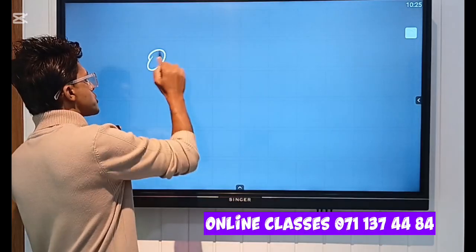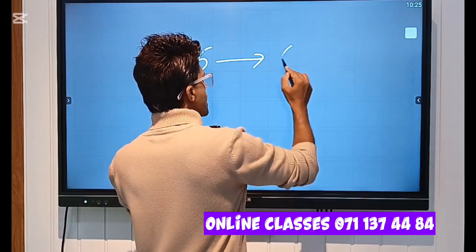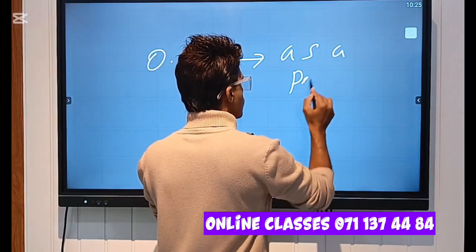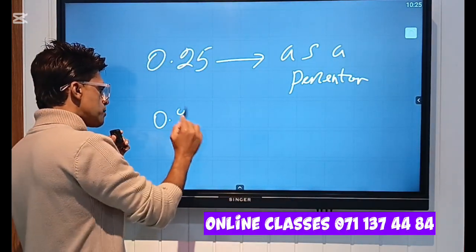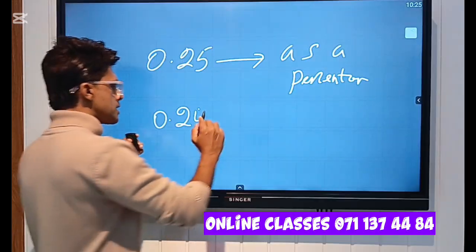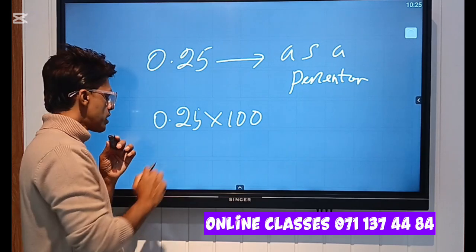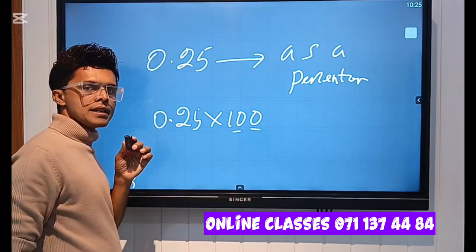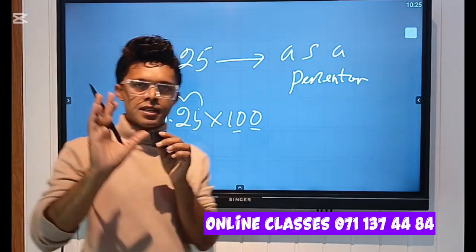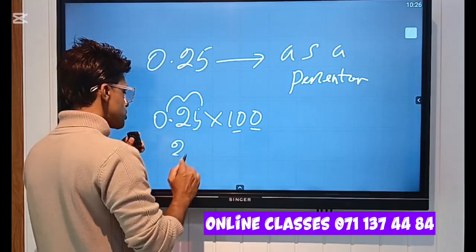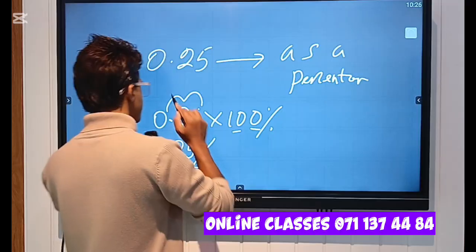Now you know how to write a given fraction as a percentage, and a given decimal number can also be written as a percentage. Take 0.25. How can you write this as a percentage? You multiply by 100. 0.25 times 100: the decimal point moves to the right by 2 digits. Then this becomes 25%. Just think of multiplying by 100%.